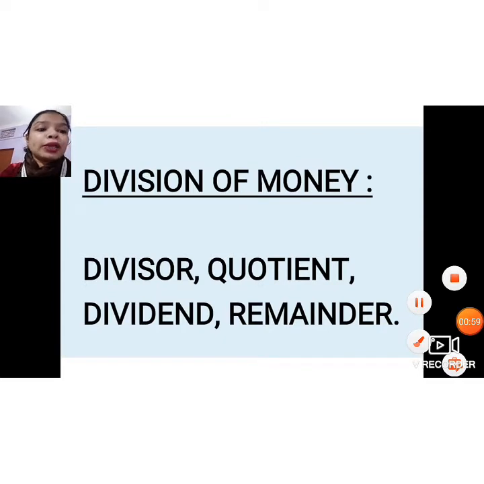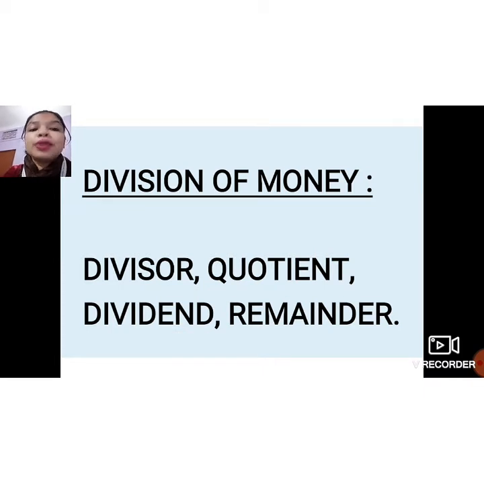Division of money. Okay, so division of money, how to divide. When we divide any number, we get a divisor, a quotient, a dividend and a remainder. Divisor and dividend are always given to us. We get a quotient and a remainder. Okay, so the last portion of the workbook is basically about division or multiplication.